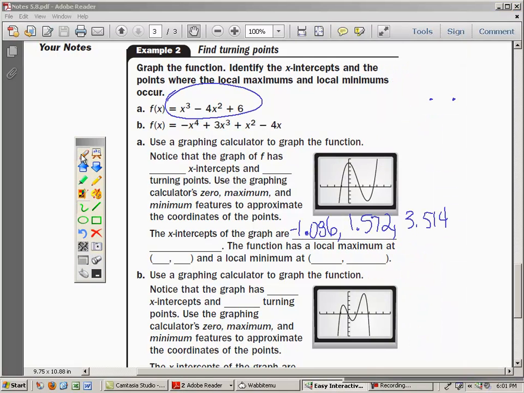and so let's kind of do this real quick, and now you should be able to see those zeros. All right, and so according to that, we get a 0 at about negative 1.08, 1 at roughly 1.5, and 1 at roughly 3.5. All right.